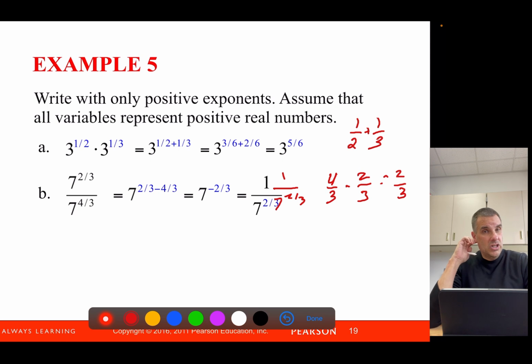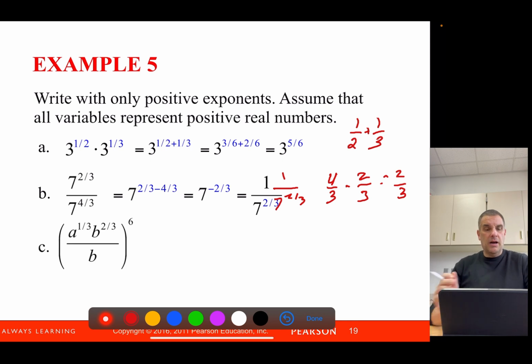Which one's bigger? Okay. The next one, now we've got a whole bunch going on. We've got division, we've got powers, we've got a whole bunch of different things going on in this example, so you have to remember what the different rules are. What I like to do first anytime I'm doing this type of problem is I like to simplify what's inside parentheses first. So I've got a base of A and a base of B in the numerator and a base of B in the denominator.